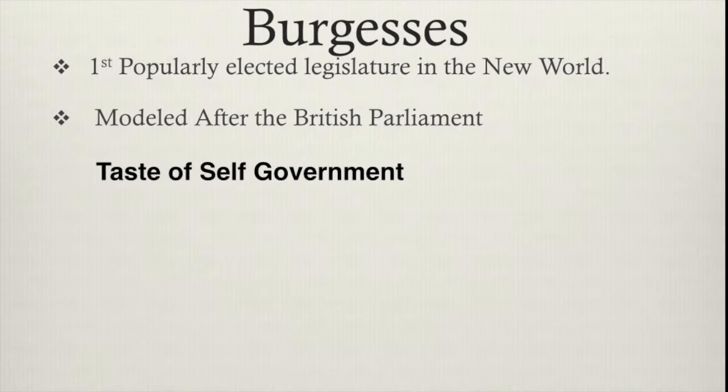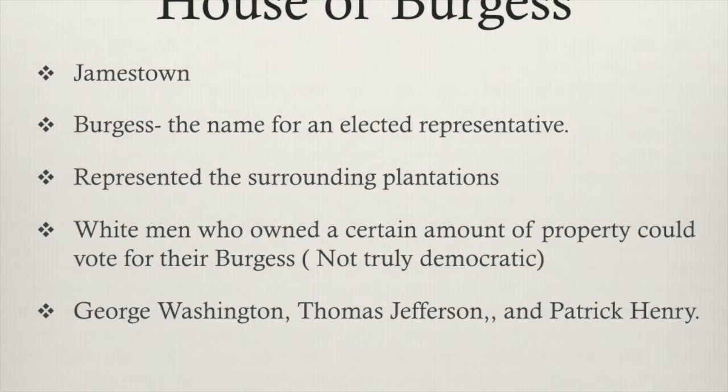But this is the first time they get this taste of, okay, we govern ourselves, taste of self-government, the king's not too involved. The House of Burgesses is in Jamestown, one of those first colonies. Burgess is just the name of an elected representative, so that's how it gets its name. And they're going to pull people from the surrounding plantations and elect them, and they're going to come together to make community decisions. Again, not directly underneath that influence of the king.